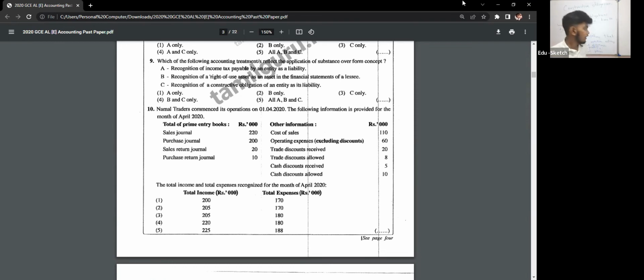Okay, what is a constructive obligation? Unofficial obligations created through entities' actions, which we could change from time to time. Okay, they are based on that.